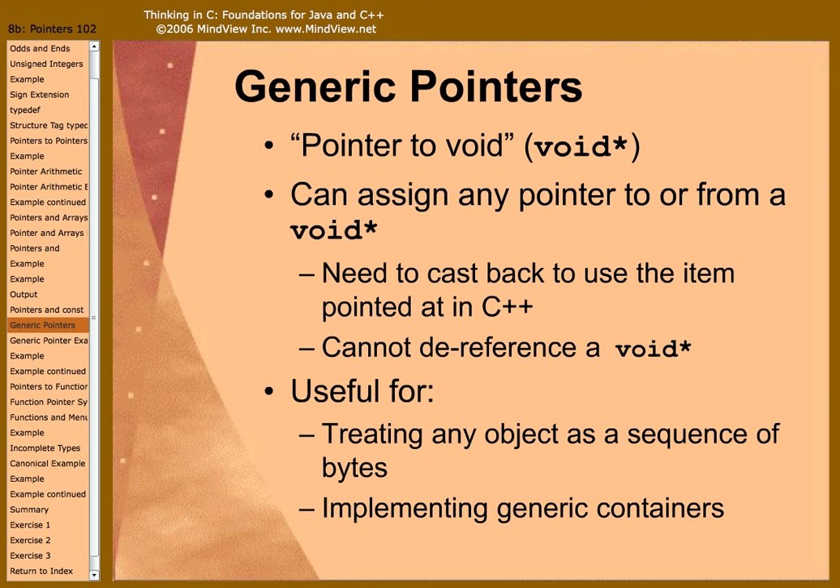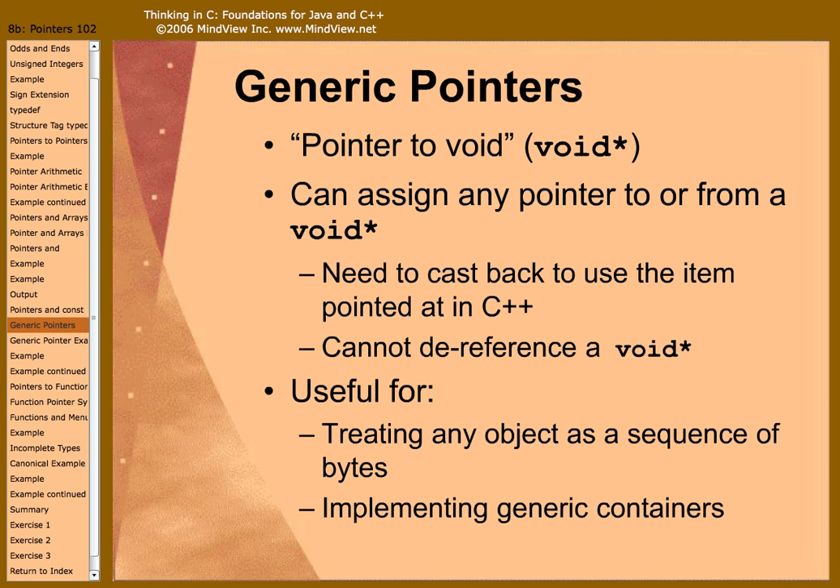The rules are that you can assign any pointer to or from a void star. So if I have a void star, I can assign a pointer to character to it, and later I can take that same pointer and assign it back to a character pointer. However, if you do this in C++, you have to use a cast to go from void star back to some more particular type. That's just your way of telling the compiler that you know what you're doing, that you know that what this thing is pointing at really is a pointer to char, or whatever it was.